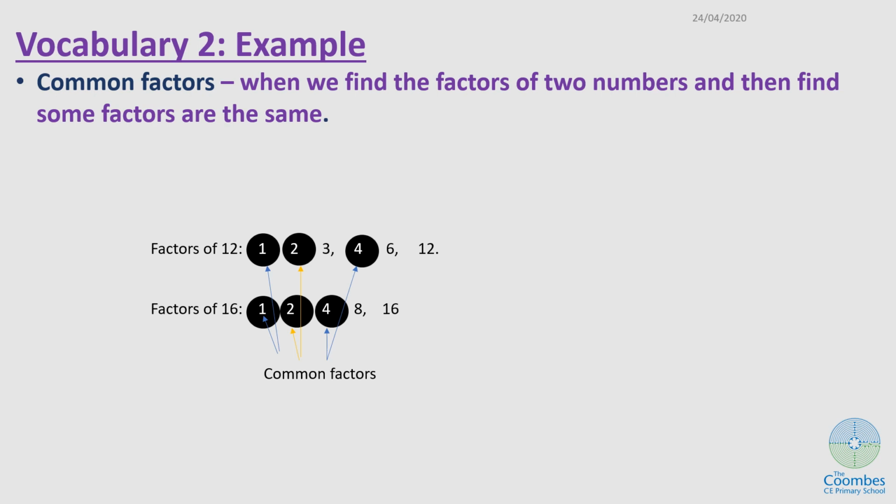Now, in the list of factors for these two numbers, I can see there are factors that are common in both. There's a 1 here and there's a 1 here. So 1 is a common factor of 12 and 16. There is a 2 and there's a 2 here. So 2 is a common factor of 12 and 16. There's also a 4 and a 4 here. So 4 is a common factor of 12 and 16.